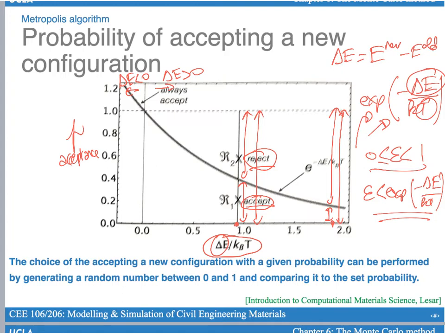On the other hand, if you are just making a move that is only increasing a little bit the energy, for example, let's assume you have an energy landscape like this, you are at this position here, you are making a move like this, it's only slightly increasing the energy, so delta E in this case will be very small.